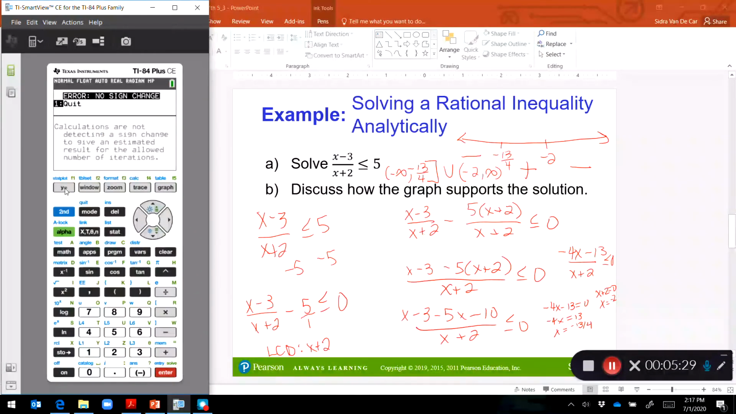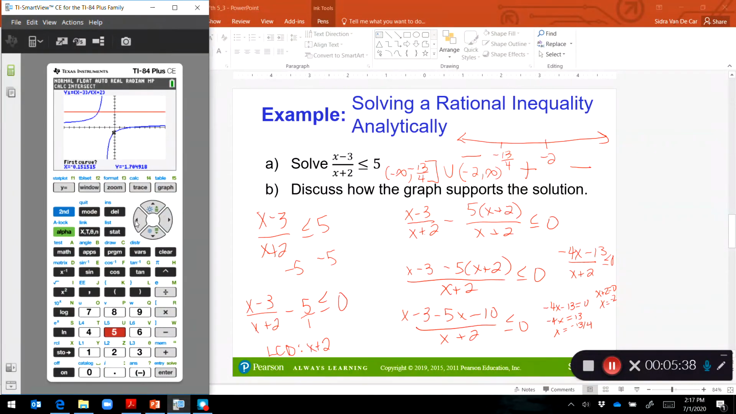Oh, I didn't move to the right one. So let's try that again. Second, calc, intersect. I have to move over far enough on the curve to get over to this other branch of the curve. There we go. So enter, that's our first curve. Enter, that's our second curve, the y equals 5. Give it a guess to start approximating, and it tells me negative 13/4. So up until negative 13/4, I'm less than 5. And then again over here, which we know comes from the denominator, making that vertical asymptote, so from negative 2 to infinity. Exactly the solution that we have here.